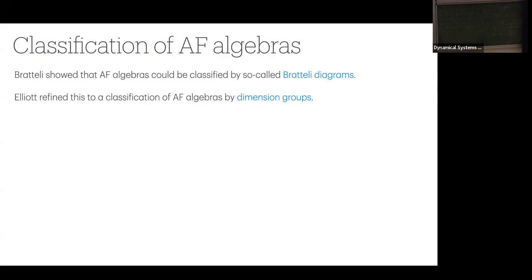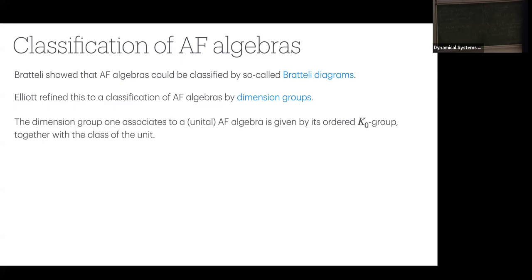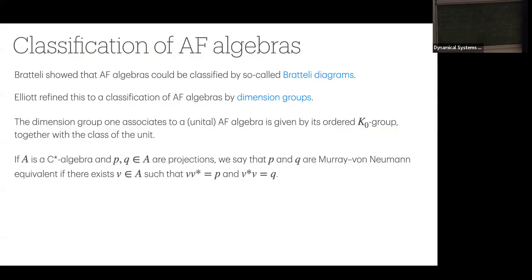topological dynamics. And then later, Elliott refined this classification of AF algebras to something called a dimension group, which is an ordered abelian group that one can associate to an AF algebra. This is slightly less complicated than writing down a whole Bratteli diagram. And what this turns out to be is basically this ordered K0 group together with the class of the unit. And again, that probably doesn't make a lot of sense to people at the moment, but I will say more about that later on.